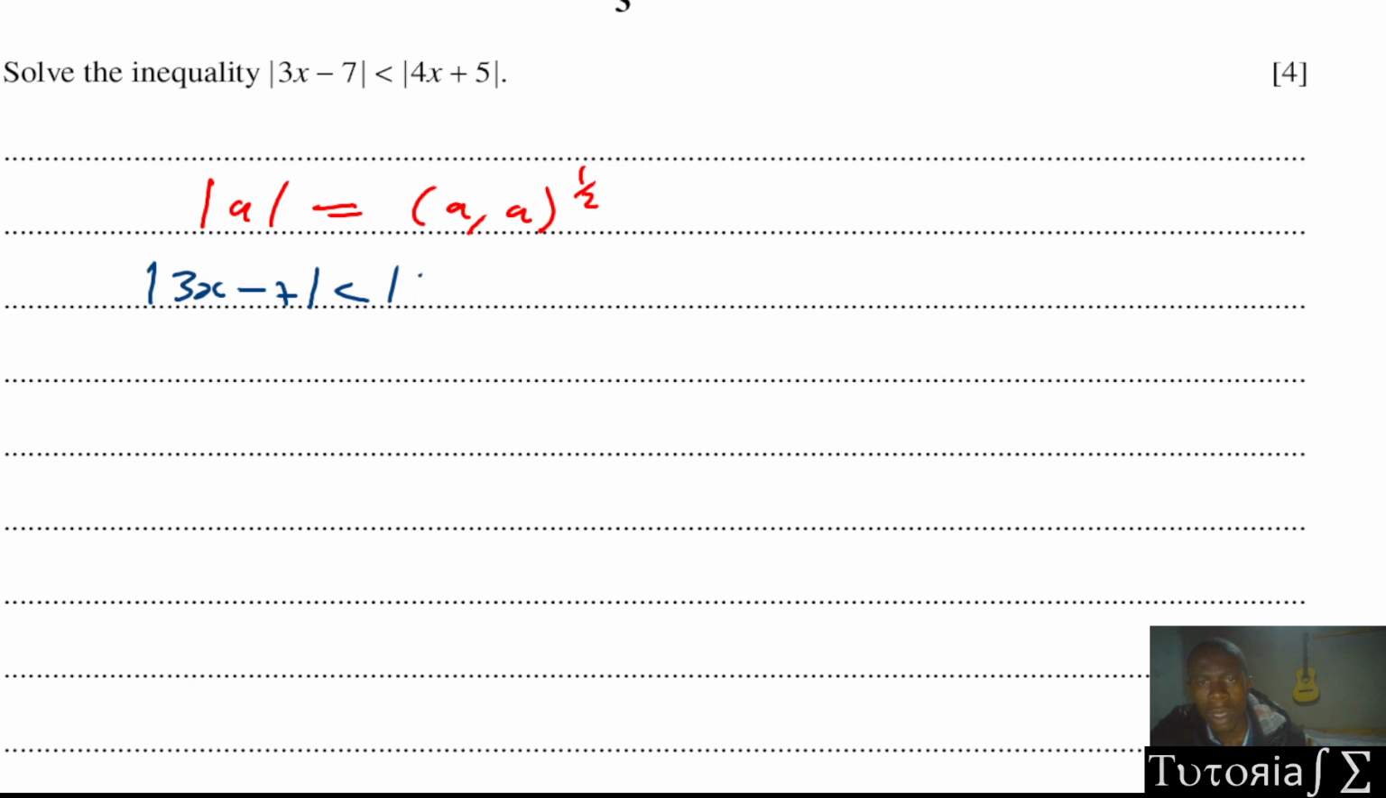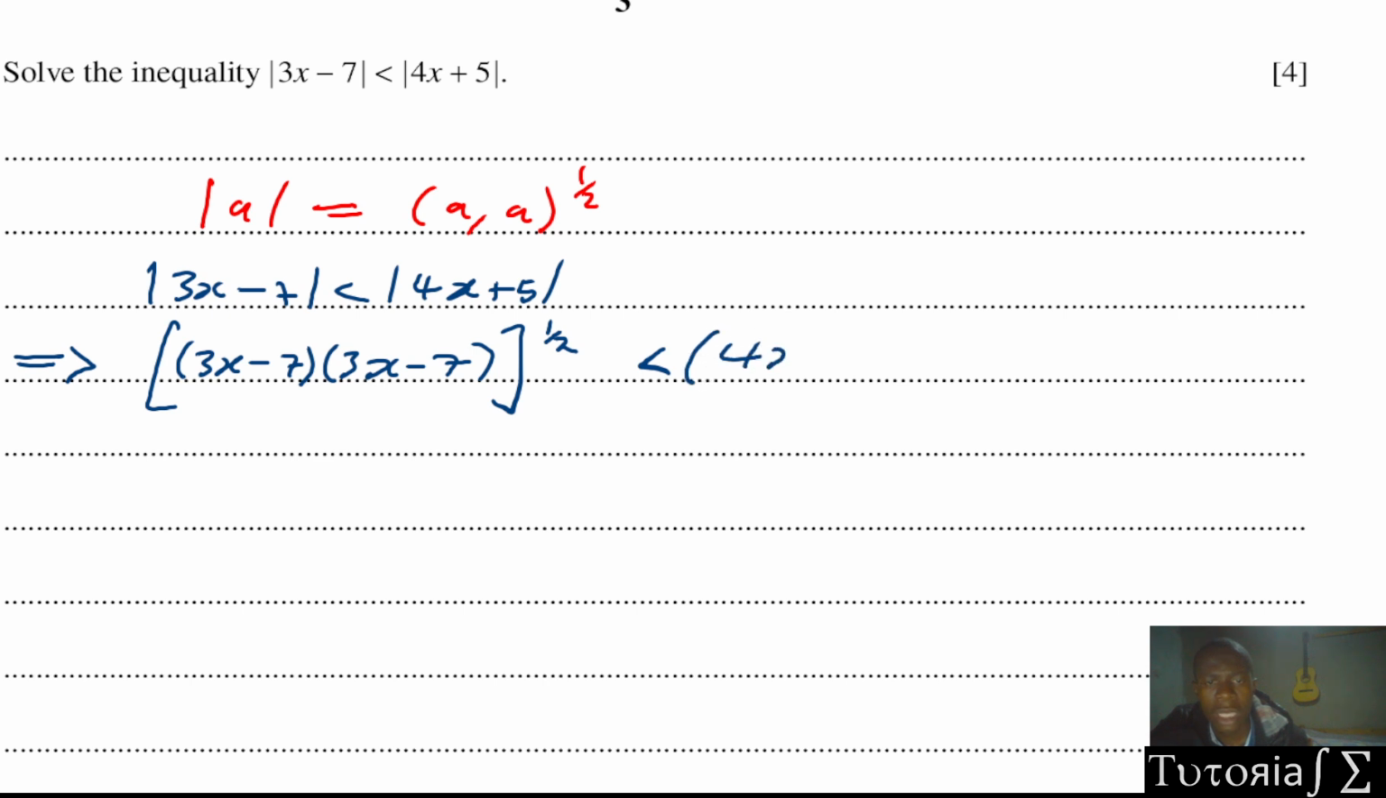less than 4x plus 5 becomes 3x minus 7 times 3x minus 7 to the power half is less than, we do the same here, that is 4x plus 5 times 4x plus 5 to the power half. Okay, that is what we do.